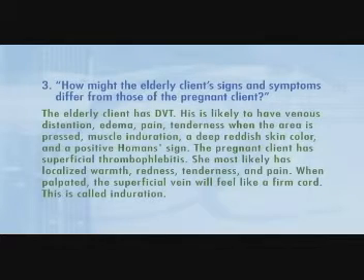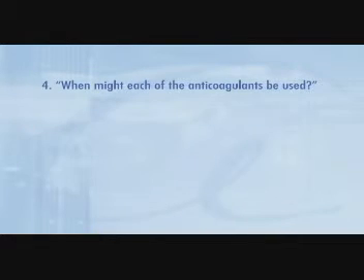The pregnant client has superficial thrombophlebitis. She most likely has localized warmth, redness, tenderness, and pain. When palpated, the superficial vein will feel like a firm cord. This is called induration. When might each of the anticoagulants be used?